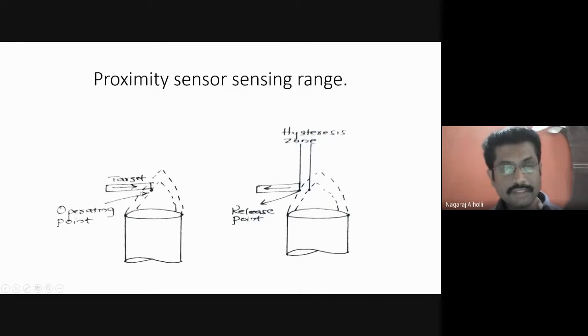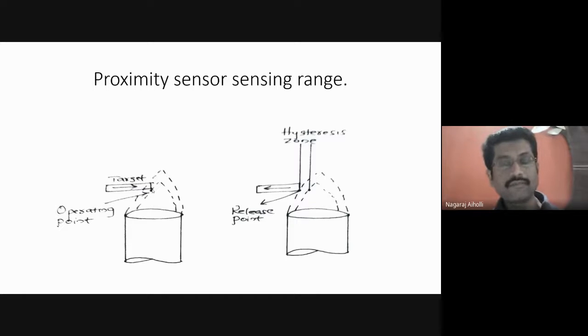When this target object is nearer to the proximity sensor, in the region where the sensor can actually sense, the sensor will detect the object. It will detect the target material. That is called the operating point. The point at which the target material is actually detected by the proximity sensor, in the vicinity of the sensor, is called the operating point.